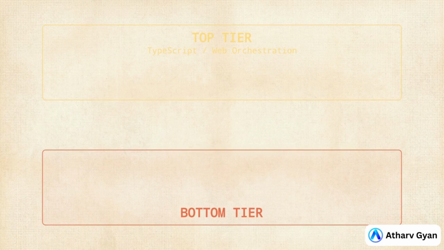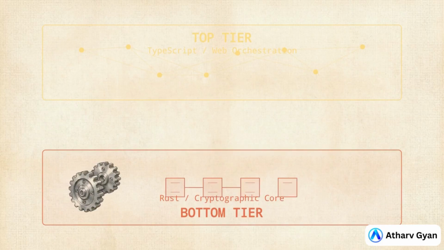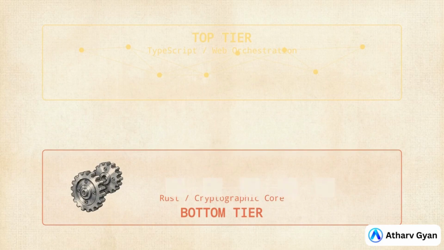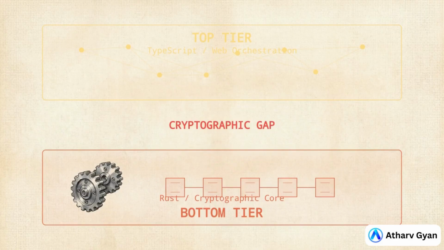For this, we utilize TypeScript, which is natively equipped to interact with standard web architecture. The bottom tier processes the cryptographic core. Here, we utilize Rust, taking advantage of its strict hardware-level execution to manage sensitive mathematical operations. The space separating this network layer from the cryptographic engine is known as the cryptographic gap. It represents a critical vulnerability zone where data is passed between public routing and private computation.